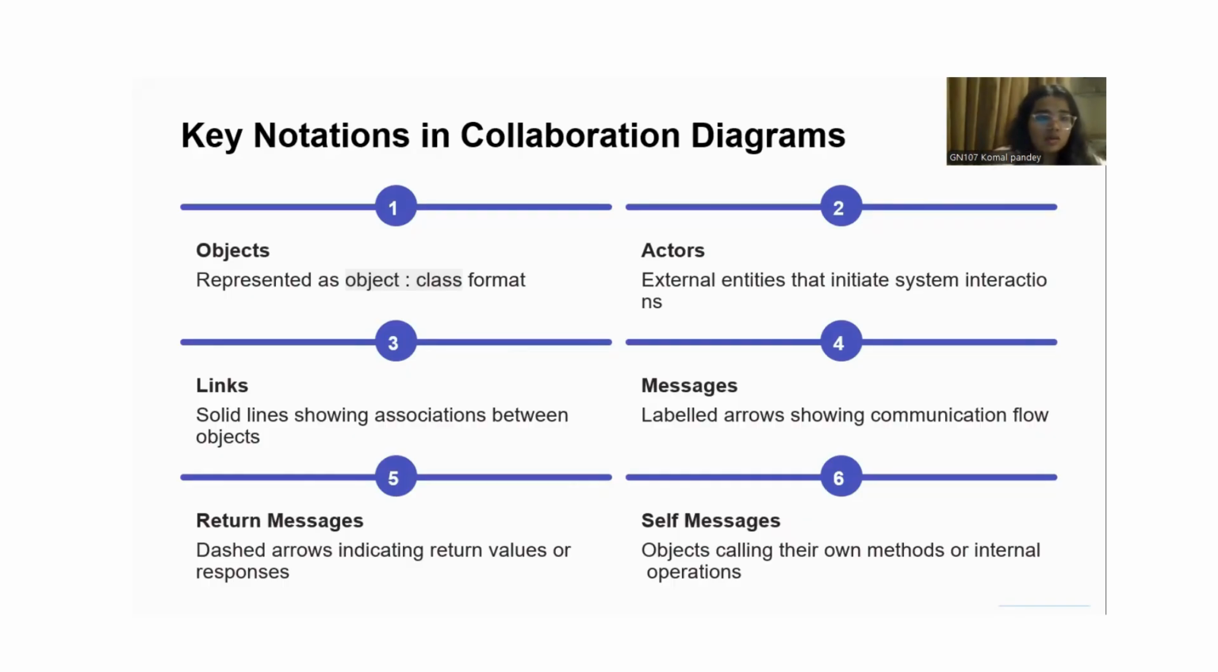Self-message is also one notation in collaboration diagrams, used when an object sends a message to itself, showing internal actions. Links are lines showing relationships, unidirectional or bidirectional. Return messages are dashed arrows showing the return value of a message. Together, these components help us clearly see objects, their relationships, and the message flow in a system.